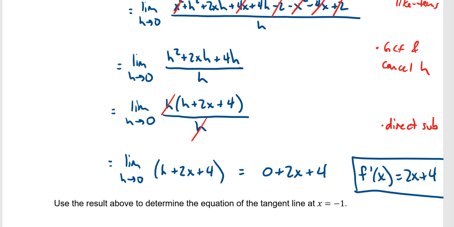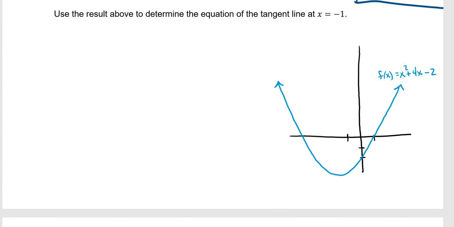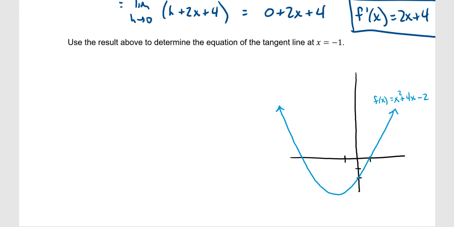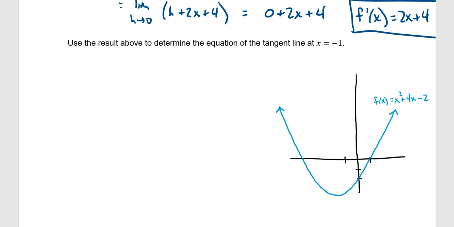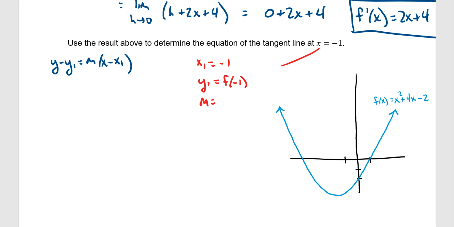Almost every function that we're going to work with has a derivative function. So we have the next question: use the result above to find the equation of the tangent line at x equals -1. So we know the equation of a tangent line, point slope form, y minus y1 equals m times x minus x1. We have our x1, we're told, is -1. We don't have y1. We don't have m. y1 is the function evaluated at -1. The slope is the derivative function evaluated at -1.